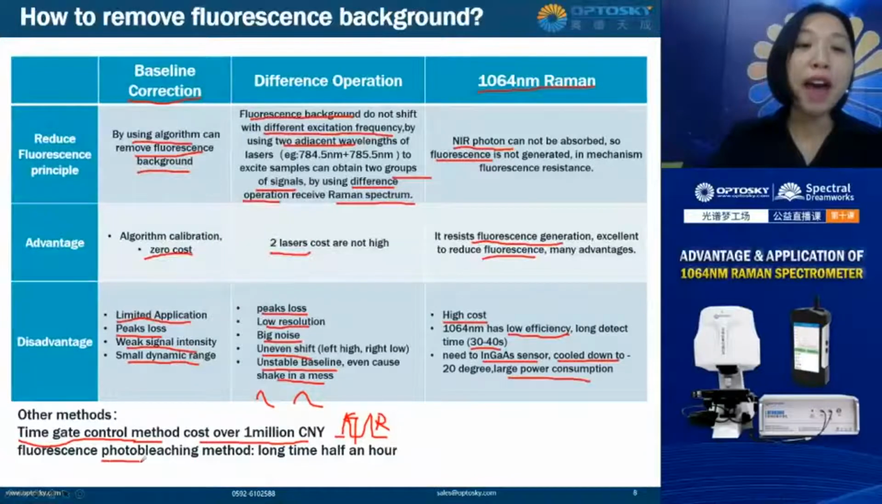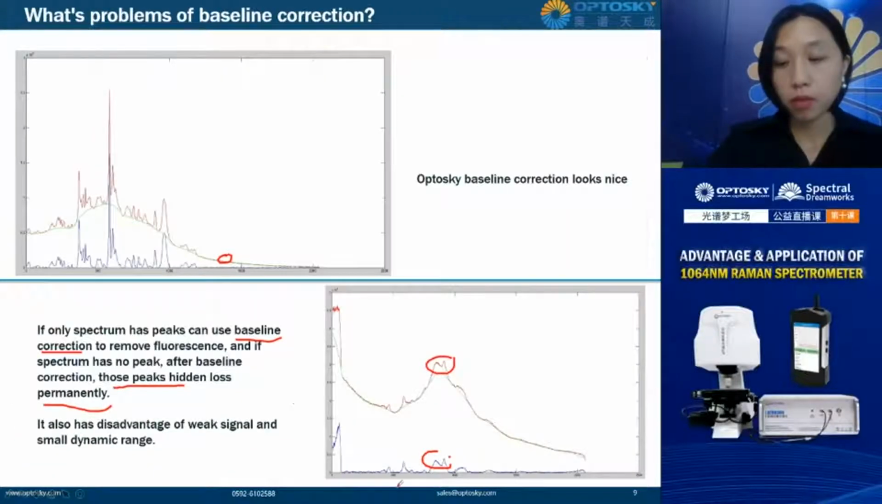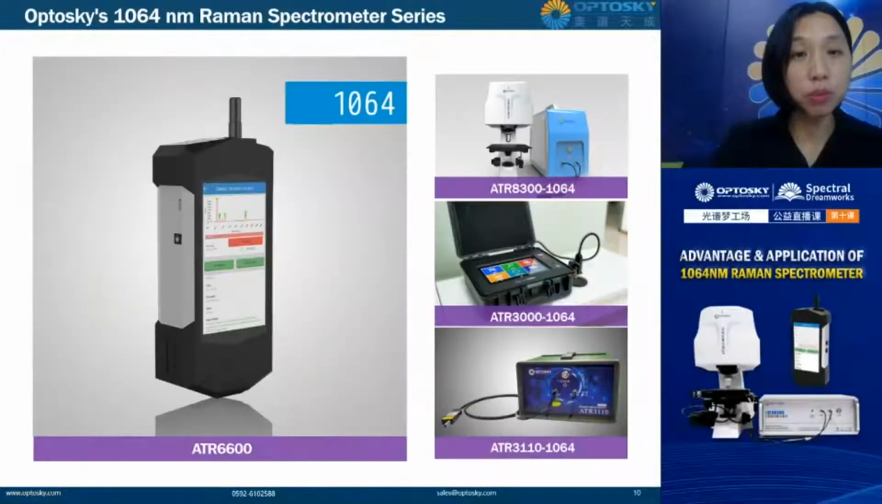And also we have photo bleaching to remove the fluorescence background, but it takes at least half an hour. Some people cannot stay such a long time. On this page, we have introduced the baseline correction problems. And next, we are going to introduce the Autoskies 1064 nanometer Raman spectrometer series.